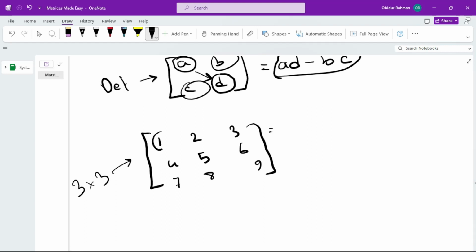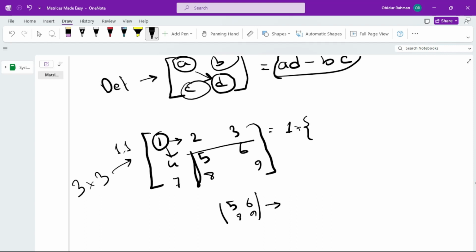First, you take the first element, you write it down, you multiply it with this. See, you remove the first row and the first column since its position is 1 and 1. Then what do you have left? It's 5, 6, 8, 9. You calculate the determinant of this and you write it here, like 5 times 9 minus 8 times 6.